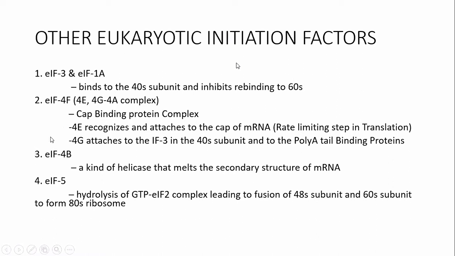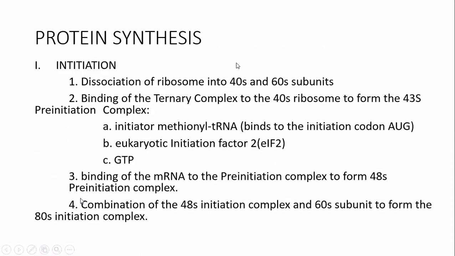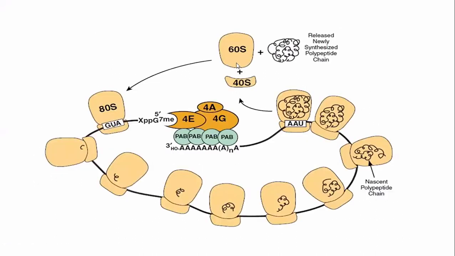Pero dito muna tayo. Third is eukaryotic initiation factor 4B. It melts the secondary structure of your mRNA. Okay? Then your EIF5, hydrolysis of your GTP and EIF2 complex, that would lead to the fusion of your 48S subunit and 60S subunit to form 80S ribosome. So it would act here on the number 4. So this is acted by your eukaryotic initiation factor 5. Okay? Ito na yan, yung sinasabi ko sa inyo.